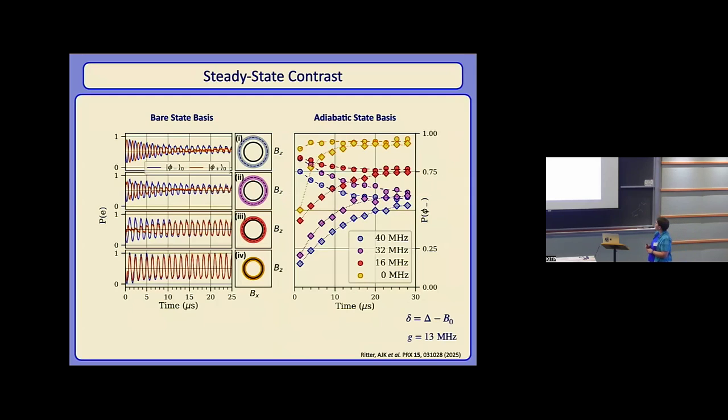We went out to 200 microseconds and then we got bored because it was slowing our repetition rate way down and nothing had changed. So as far as we can tell, it goes on forever. Can I also ask, about this adiabatic state basis, is there any theoretical calculation, or are these exponential fits to this particular data? I'll show you on the next slide or so some modeling.